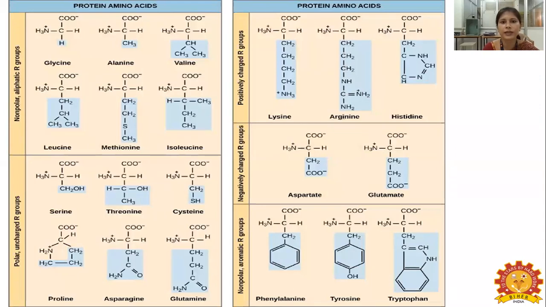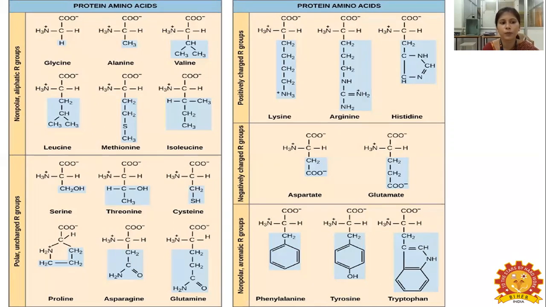Now here we are given the categorization of the amino acids. Basically, there are 5 groups. The first is non-polar aliphatic R groups. In that there are 6 amino acids: glycine, alanine, valine, leucine, methionine and isoleucine. If you look at the functional groups, they go from simple to complex. In glycine there is H, and if you see isoleucine, there is CH, CH3, CH2, CH2. So it goes from simple to more complex.